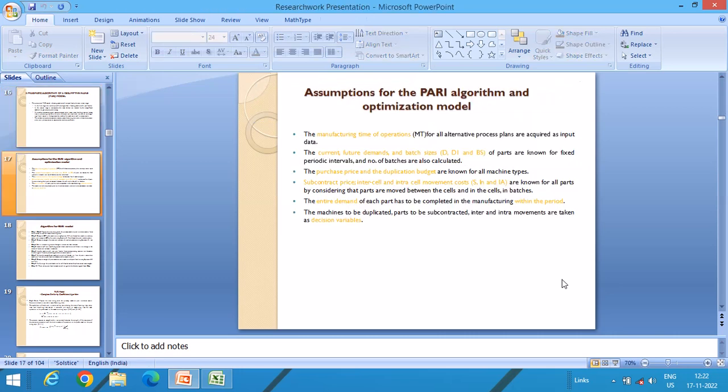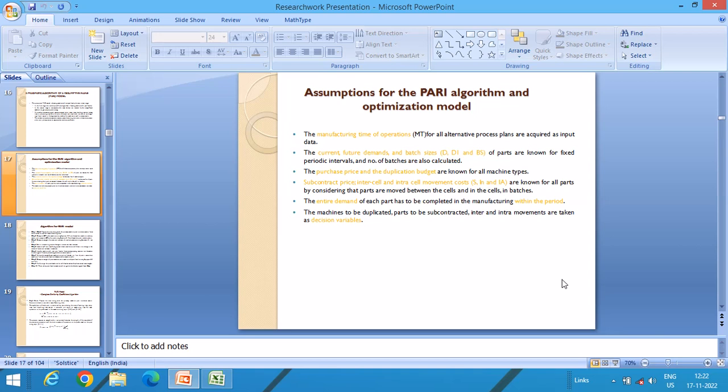The assumptions in the PORI algorithm as well as the optimization model are: the manufacturing time is considered as double the values of setup time, processing time, as well as handling time.